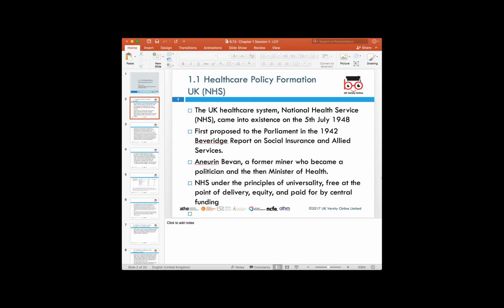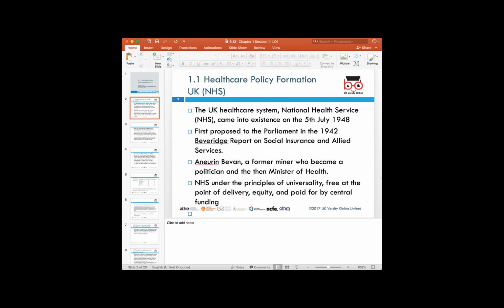And in the UK, this came into existence after the post-World War II era, and this was first proposed in the Parliament in 1942 in the Beveridge Report. Then the former miner, who went on to become the first Minister of Health, Aneurin Bevan, actually formulated most of the policies, procedures and principles which laid the foundation of the setting up of the National Health Service.